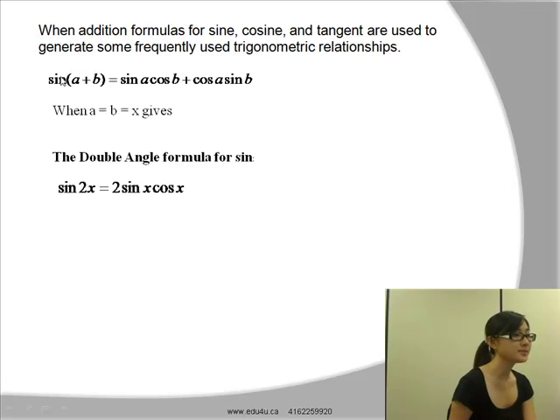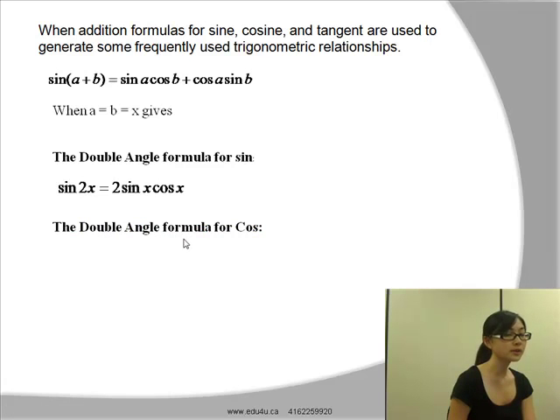So on the left side, that would be sine of x plus x. That's going to be sine of 2x. And on the right side, it will be sine x times cos x plus cos x times sine x, which will be the same thing as 2 times sine x times cos x.